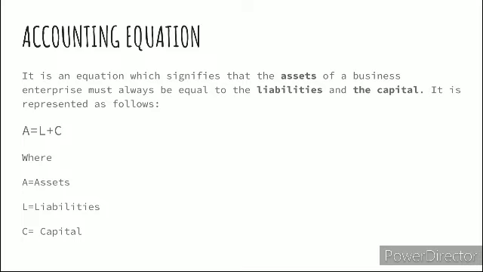A business can purchase the assets from the money that is coming from the capital of the owners and through the liabilities of the outsiders.